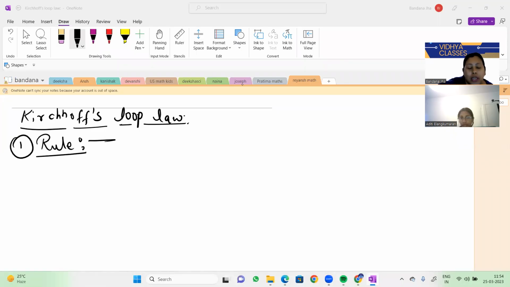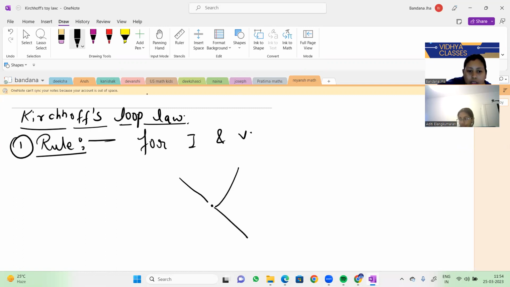Kirchhoff's law. The first rule says that for current and voltage, if this is a point of joining of all the wires, so many wires are coming here, and some charges are going out, just like the example of the extension cord. One current is coming in, and from that outlet there are so many outputs.